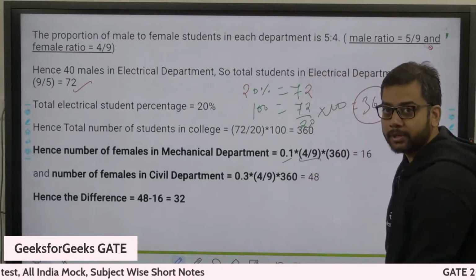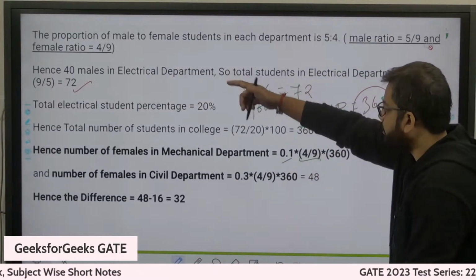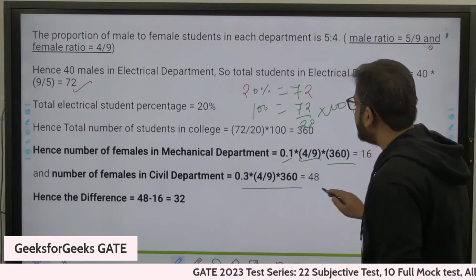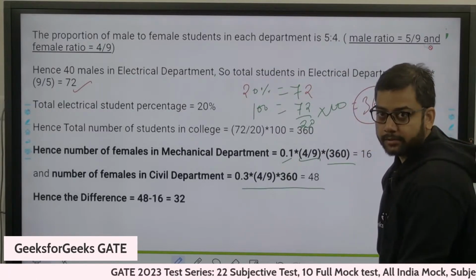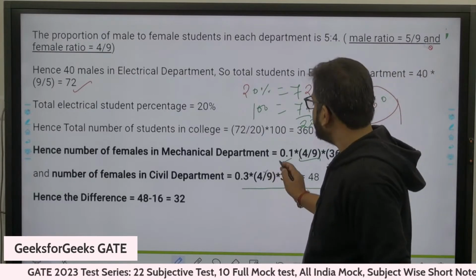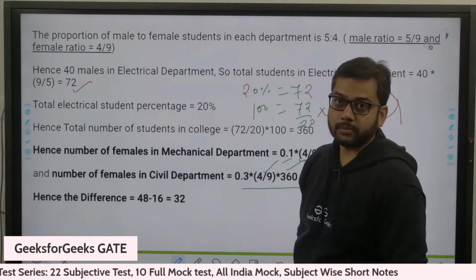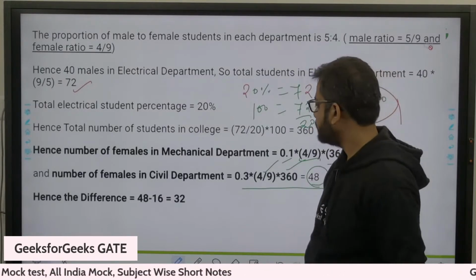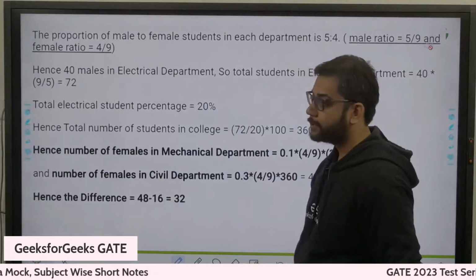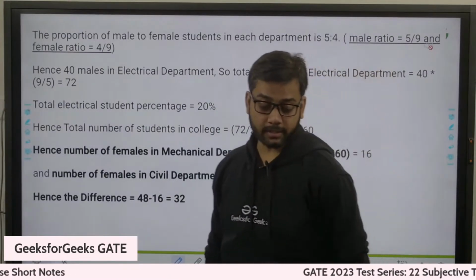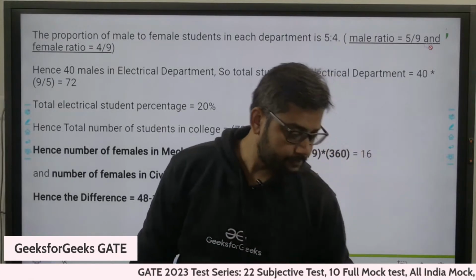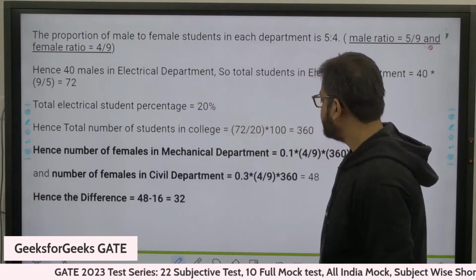4 by 9 is the number of girls, because of that ratio, and the total number of students. Again, for the civil department, 0.3, 30% is the total number of students. 4 by 9 is the female ratio, and this is our total population. 48 minus 16, 32 is the final answer. The question is easy, I am telling you again guys, the question is not difficult. Clear?